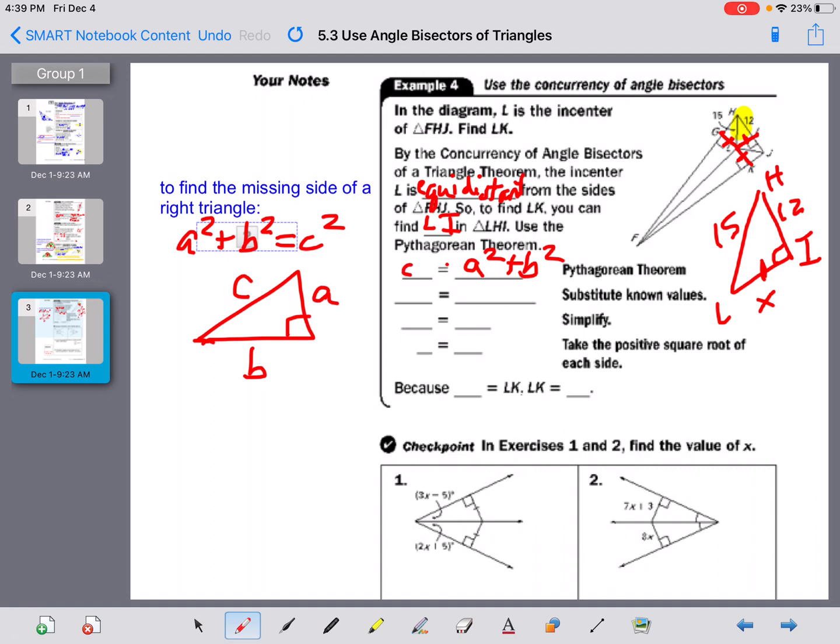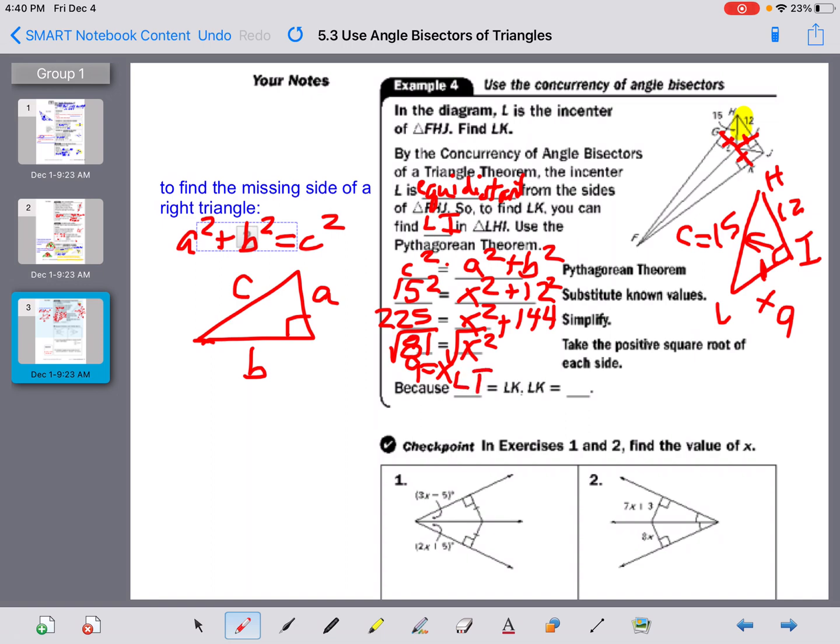Okay. My C has to be across, so this is my C right here. I put 15 here. My A and my B, it doesn't matter. I'll call one X and I'll call the other 12. And I'm solving for X. So 15 squared is 225. I get my X squared. 12 squared is 144. Subtract my 144 and I get 81. And I want X, so I still need to take the square root, and it looks like my value will be 9. So if LI is 9 over here, then it's going to be the same thing for LK, so LK is also going to be 9, okay?